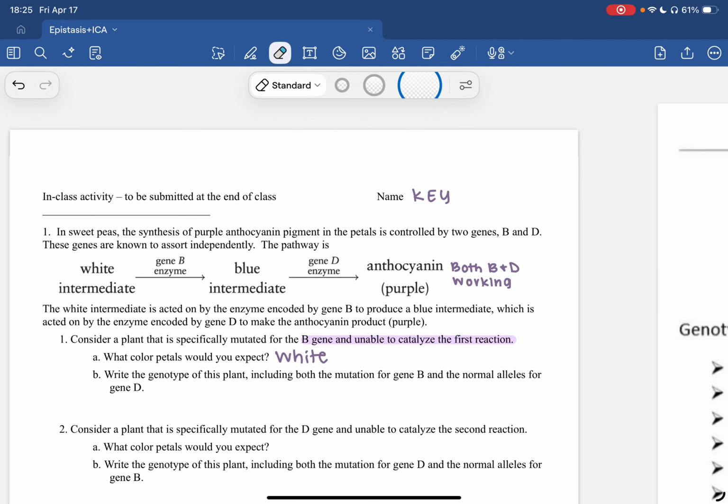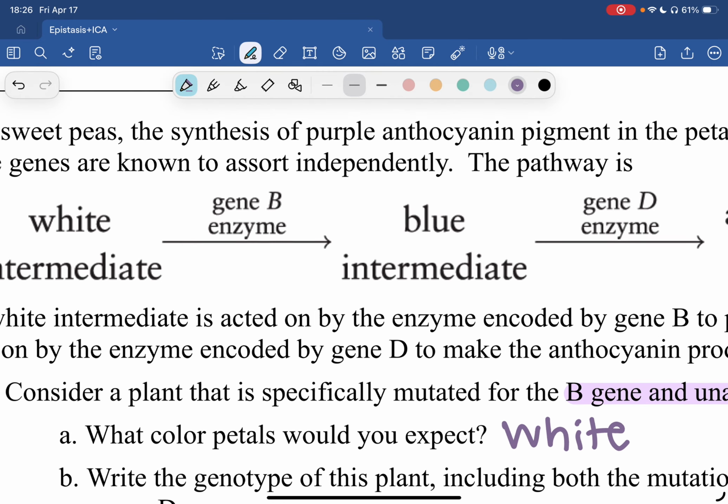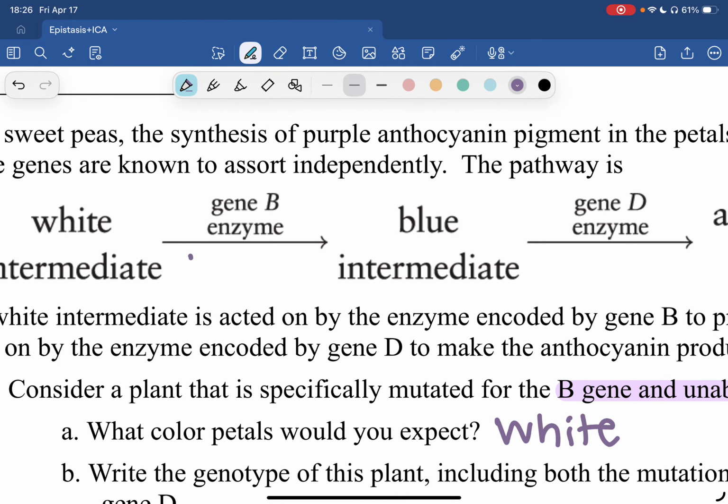Okay, and then write the genotype for this plant, including both the mutation for the gene B and the normal alleles for gene D. So when we're thinking of the genotypes, because this is recessive epistasis, we would say that big B/dash would be working because you have one good copy of the allele, so it's haplosufficient. One is good enough for it to work. But only if you'd have little b or homozygous recessive, that's when it would not.